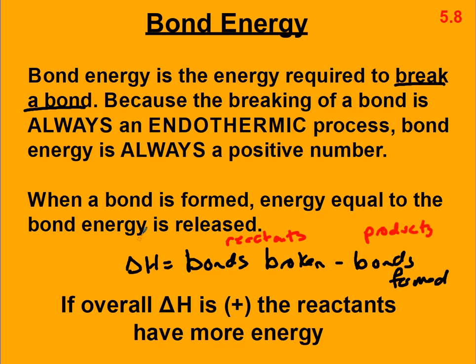So again, if delta H is positive, and this value is positive, and this value is positive, because my bond energy is always positive, a positive minus a positive means that the reactants have more energy. If my delta H is negative, well, a positive minus a positive means that my products have more energy.